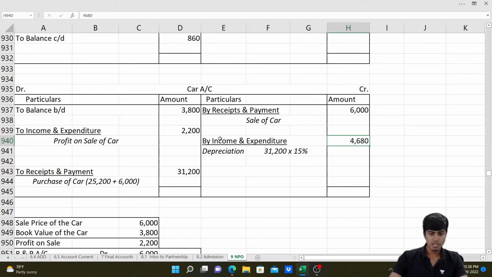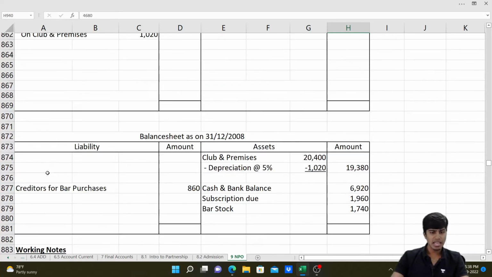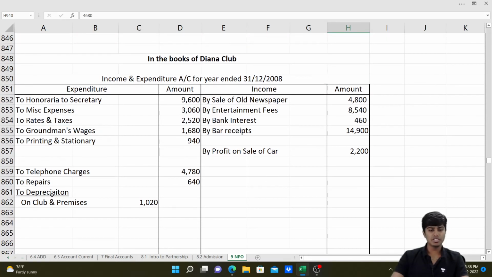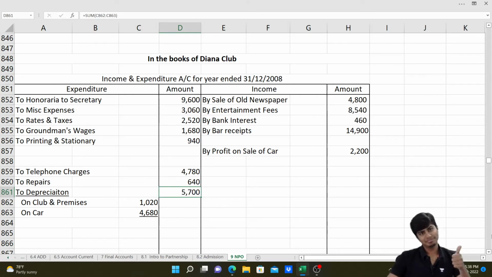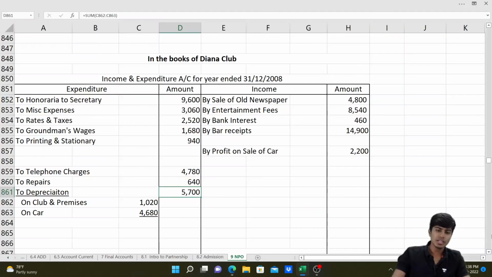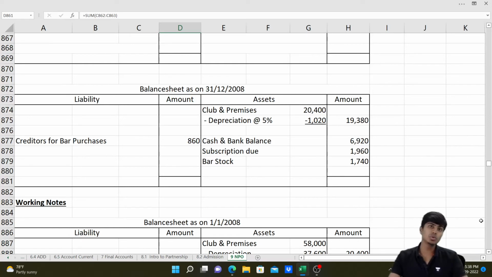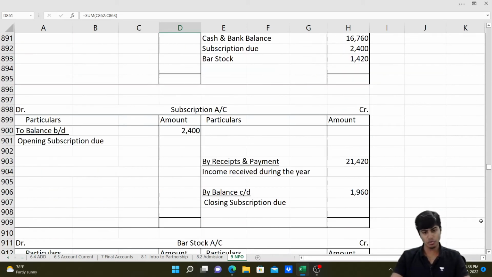4680 is the depreciation. This 4680, let us write in our income and expenditure as expense. To depreciation, we've written on club premises. Now we'll write on car 4680. Total depreciation is 5700. I think by this we're done with the entire problem. We just have to close each of the ledgers now. But we'll close all other ledgers first and then come to income and expenditure and balance sheet and not before.